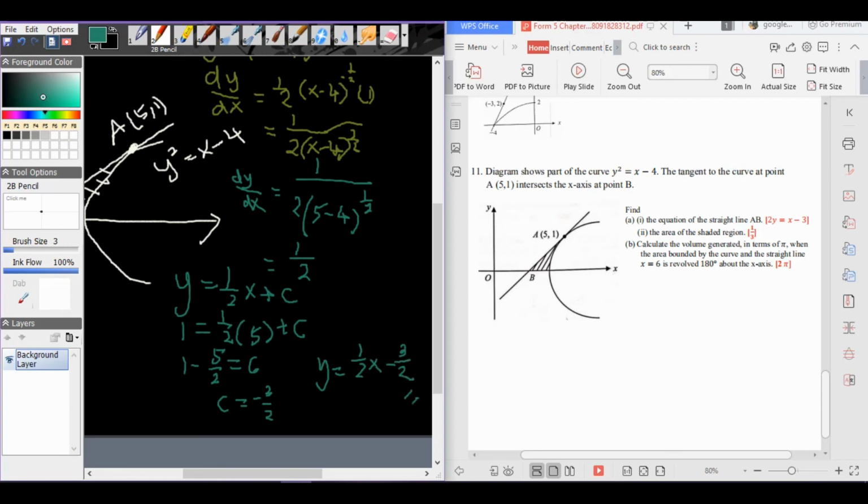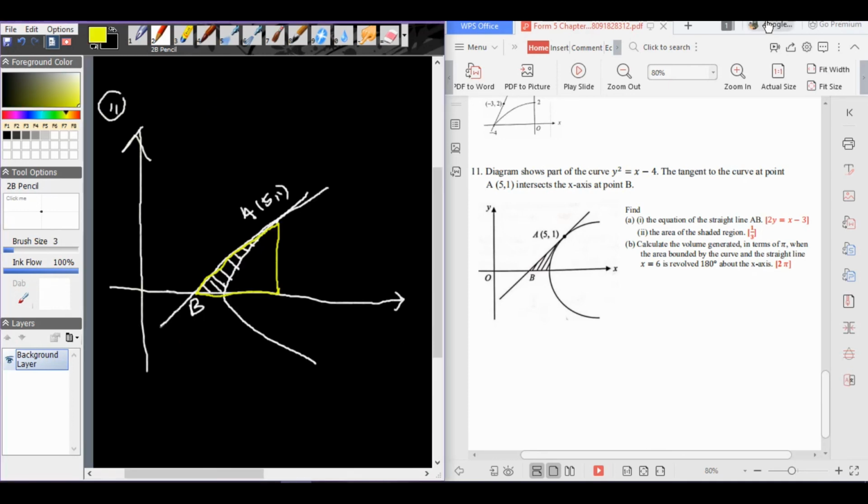You can leave your answer like this, or you can multiply by 2, then you get the answer. Number 2, find the area of the shaded region. To find the area of this shaded region, we use the area formed by this straight line, from B to this point, which is 5, minus the area under this curve. Then you are left with the area of the shaded region.